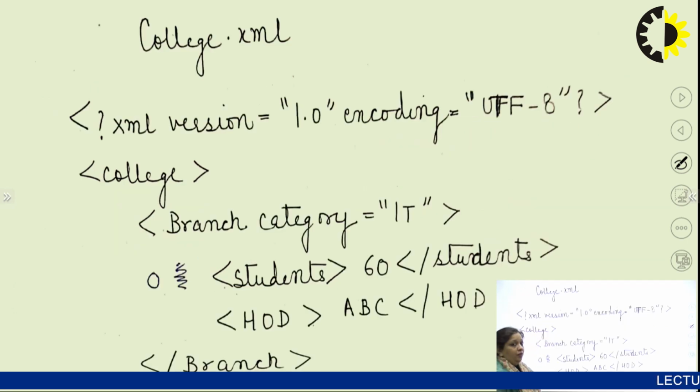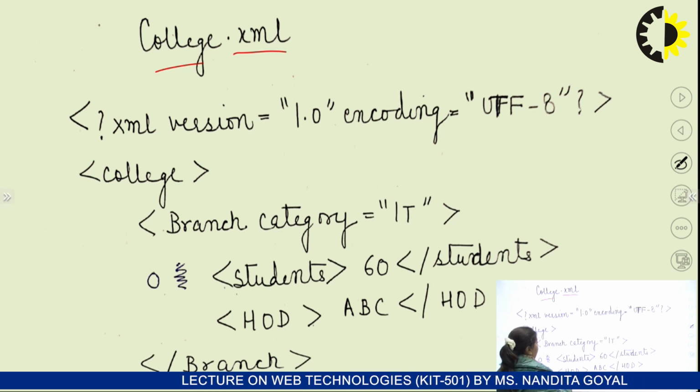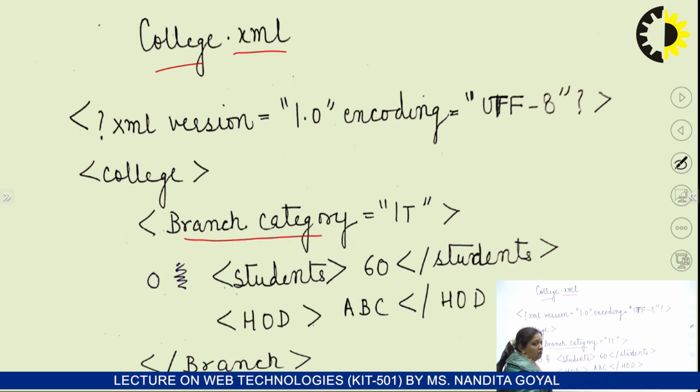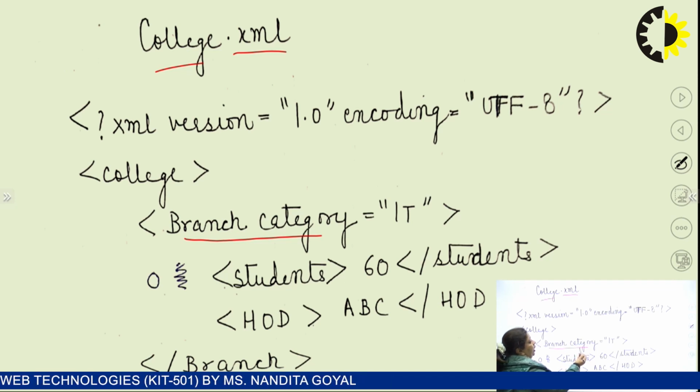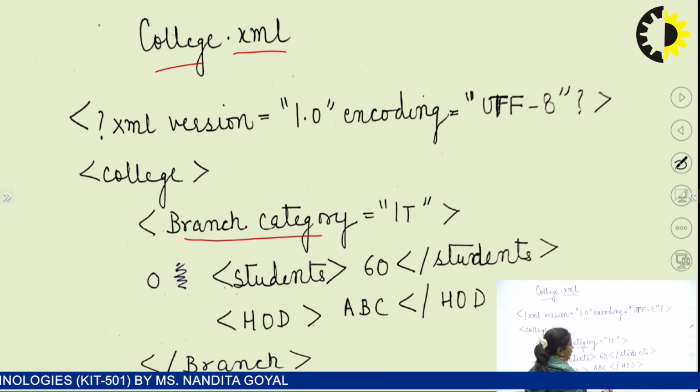Now here again we have taken an example of an XML file. The name of the file is college, so this is a college.xml file. This is the XML coding for this particular file. I have a college node, then inside the college node I have another node, named branch category. Since I can have my own tags in XML, the first tag which I am using is a college tag, which is my root element. Then I have another tag which is branch category, and here I am specifying the branch category as IT. I am assigning this value to this tag.